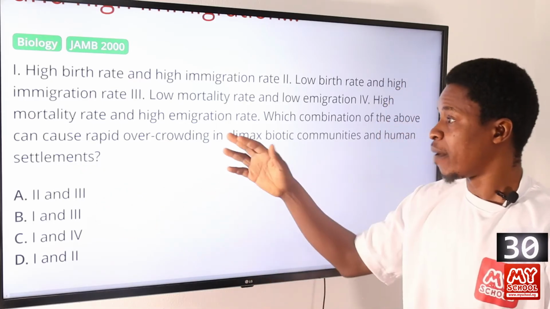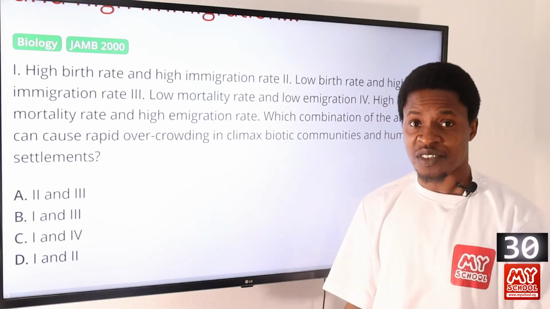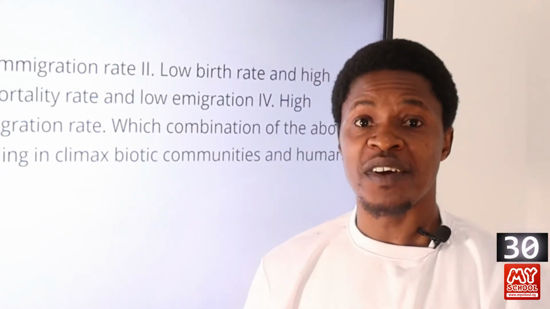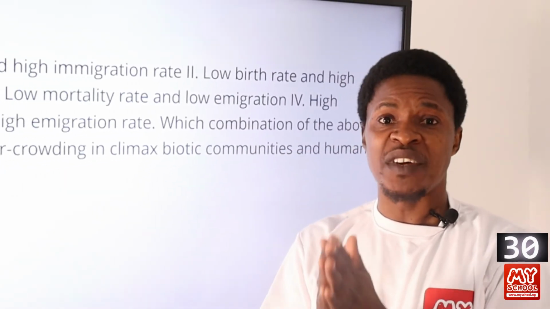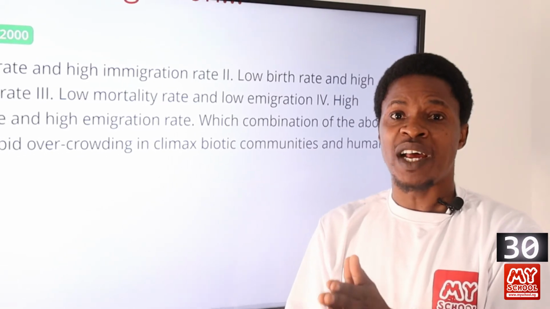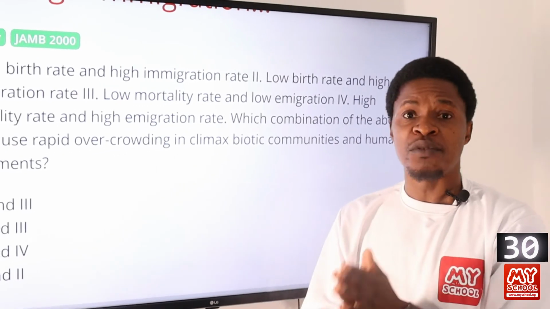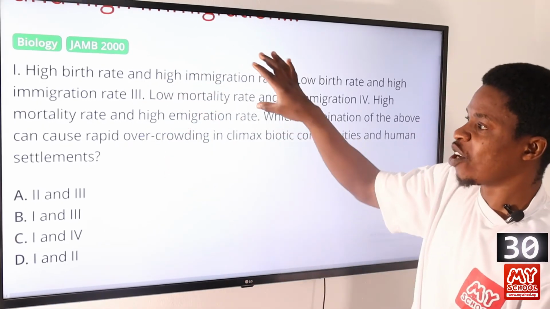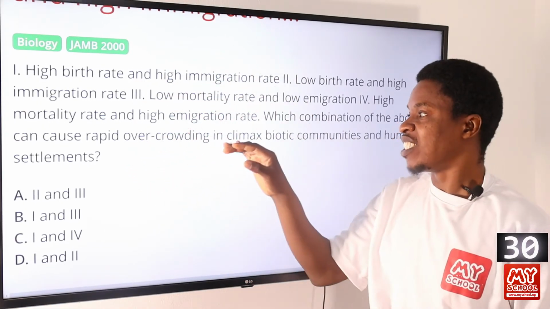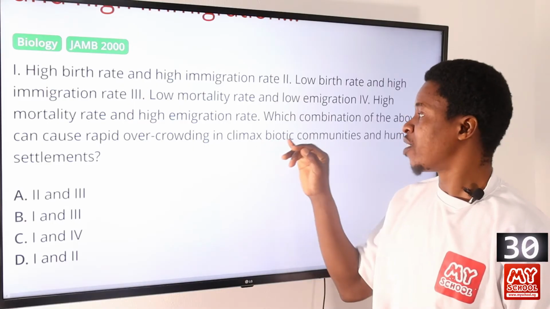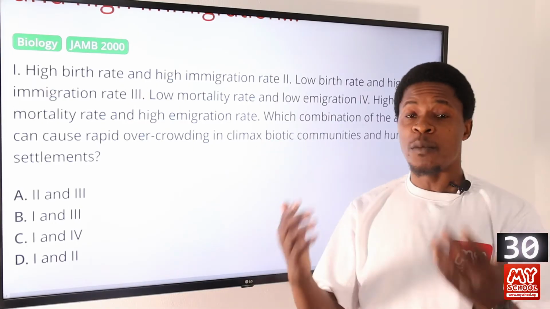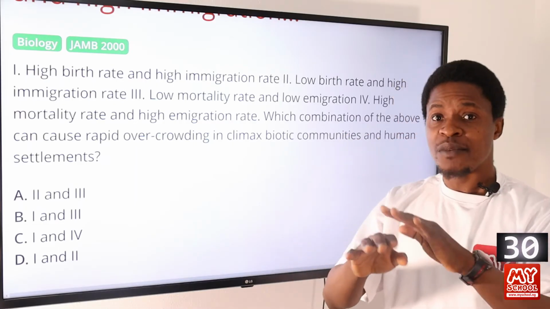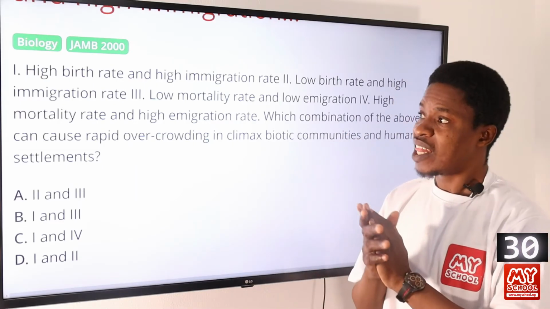When we talk about overcrowding, we talk about overpopulation. In economics we refer to this as overpopulation. When the total number of organisms or people living in an environment is more than the available resources in that environment, we say it is overcrowded. So among these, which combination would lead to overcrowding in a climax biotic community? When we say climax biotic communities, we are talking about a community that is already stable, that has reached a climax that is stable because of the diversity of organisms that we have there.